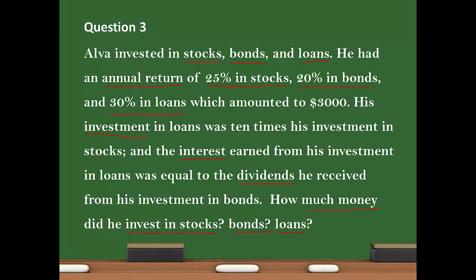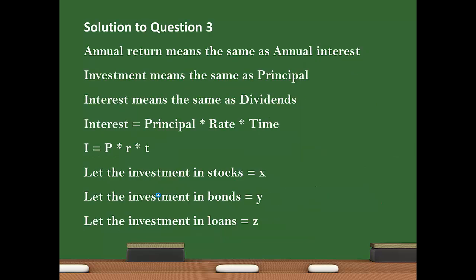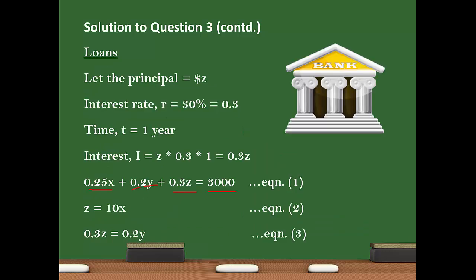And the interest earned from his investment in loans is equal to the dividends he received from his investment in bonds. So interest from loans is equal to interest from bonds. So 0.3z, because this is from loans, is equal to 0.2y. That gives you equation 3. Do you understand it?